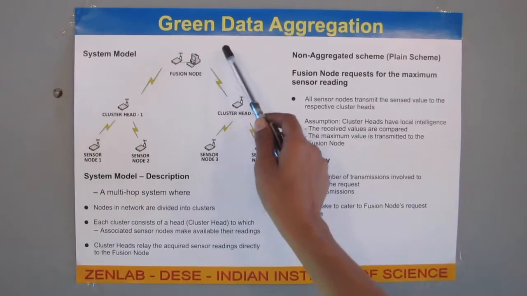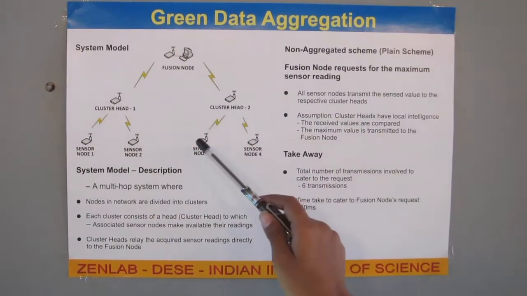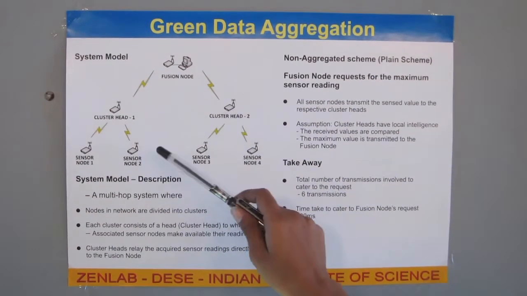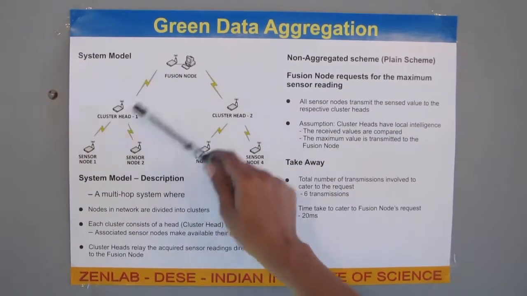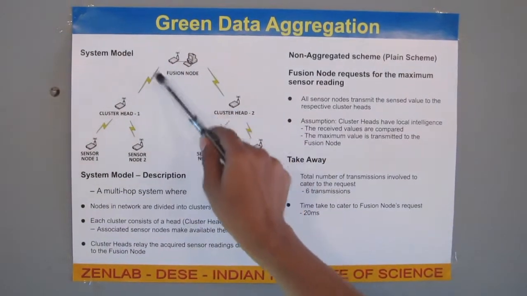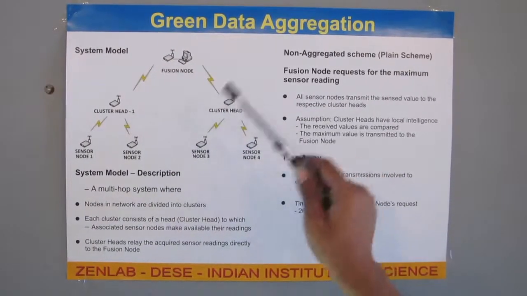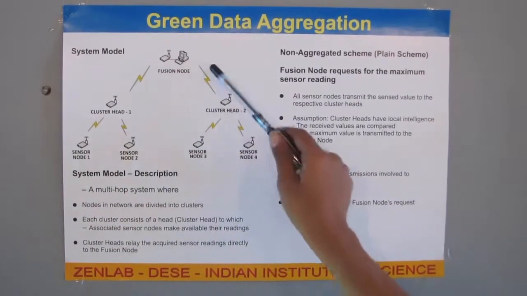In the plain scheme, there are a total of 6 transmissions that take place by the time the fusion node can ascertain which amongst the 4 sensor nodes have the highest temperature value. While in the timer-based scheme, there are a total of only 3 transmissions that occur by the time the fusion node comes to know of the highest temperature amongst the 4 sensor nodes. Hence, timer-based scheme is superior and faster than the plain scheme.